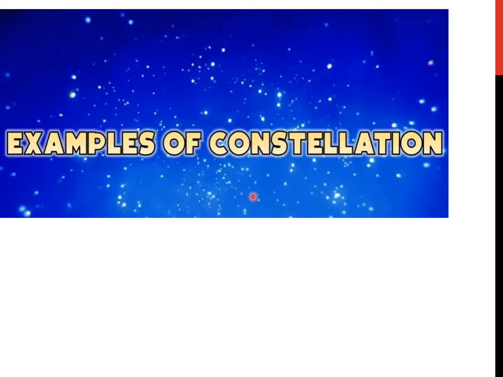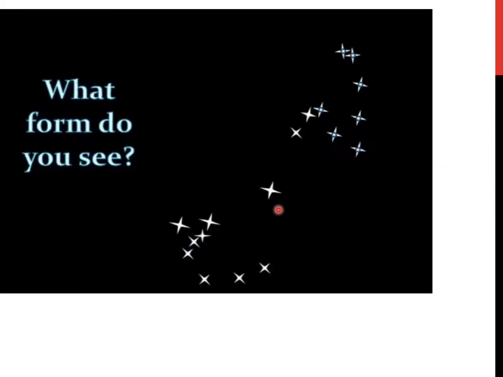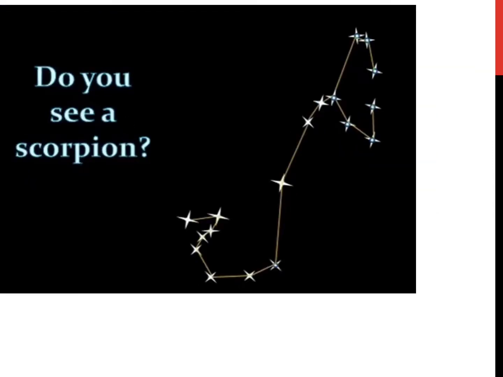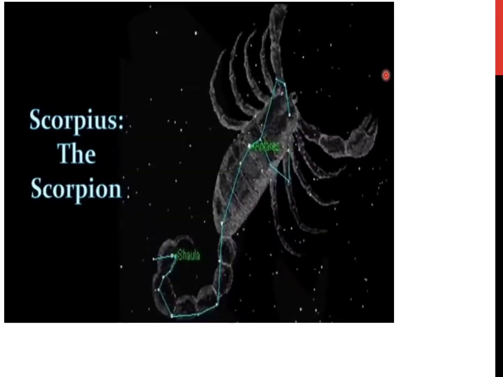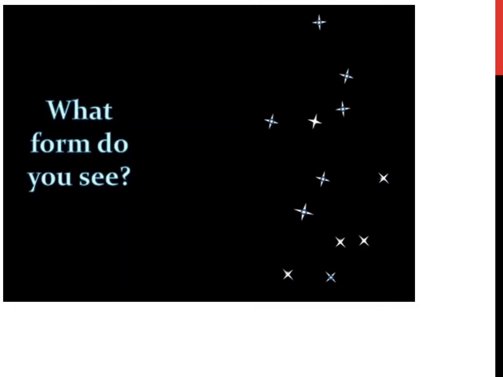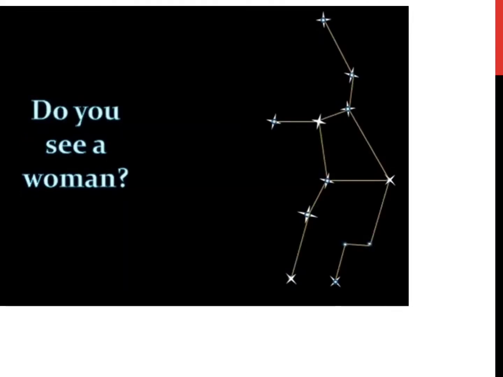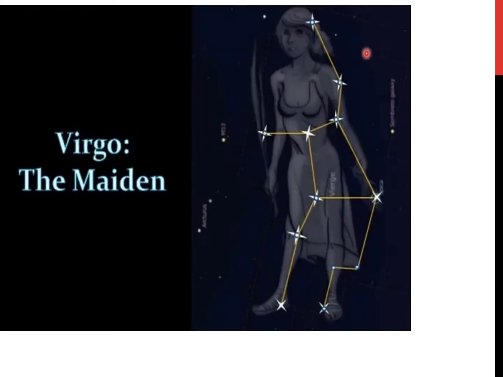Let's take a look at some more examples of constellations here. What form do you see? Do you see a scorpion? That's correct, class. This is the Scorpius or the scorpion. How about this one? What form do you see? Do you see a woman? You must be seeing a woman from this constellation, and this is called the Maiden or Virgo.